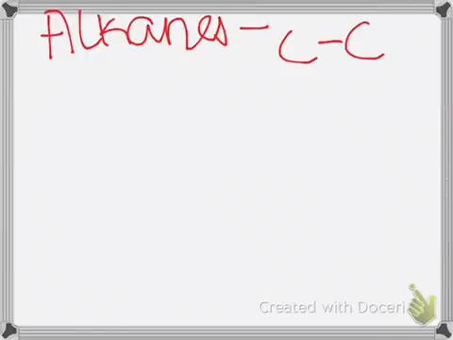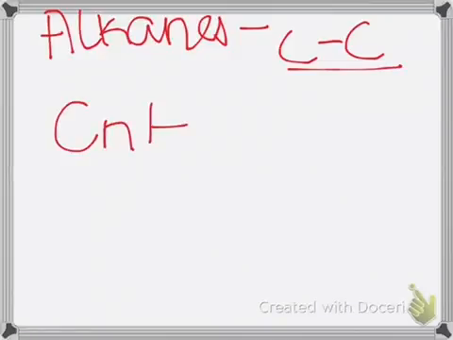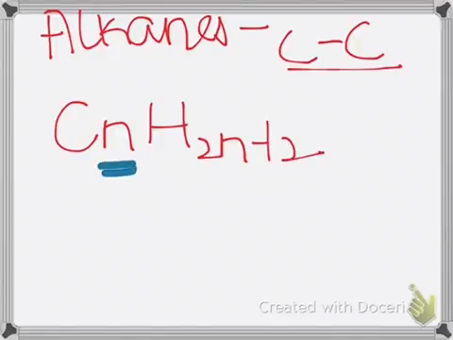Alkanes is an example that comes under saturated hydrocarbons, and in alkanes the carbon atoms are combined by a single bond. So the general formula of alkanes is CnH2n+2, where n stands for the number of carbon atoms.